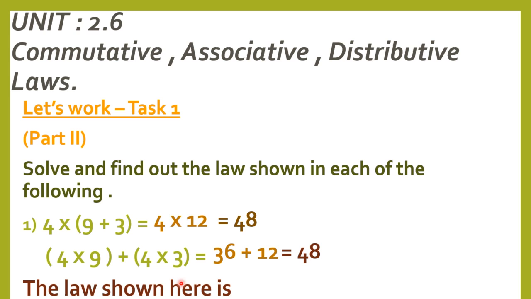And this law is distributive law, because we distribute 4 into 9 and then into 3. First we multiply 4 by 9, then 4 by 3 and then find their sum. So we distribute 4 into 9 and 3. So this is the distributive law.